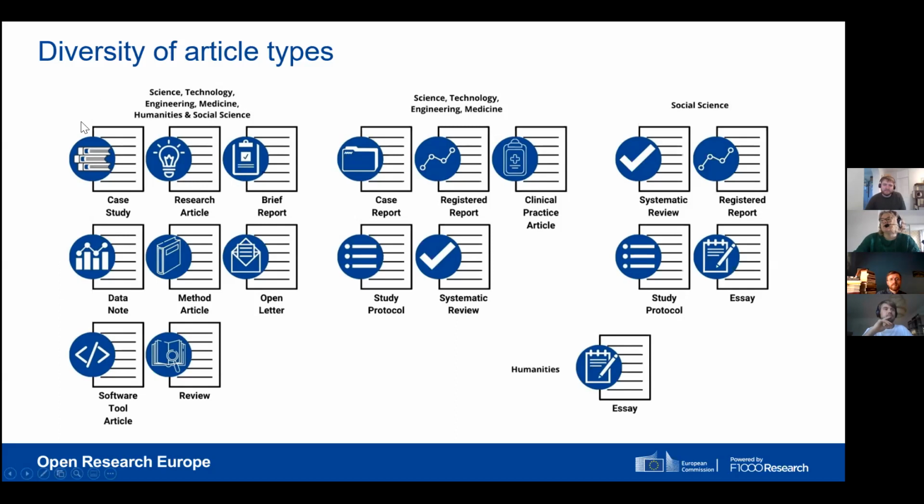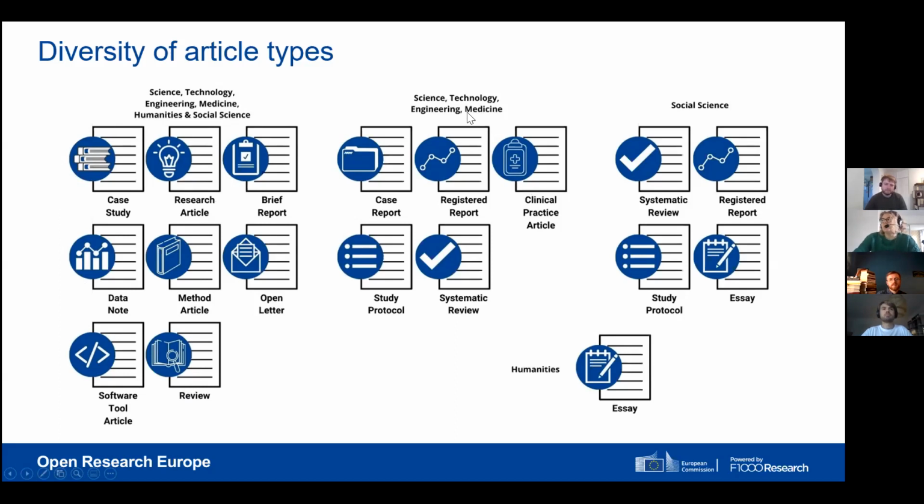On the left-hand side of the screen here, you can see these are all of the article types that are available to all of the subject areas within Open Research Europe. So all of the STEM subjects and the social sciences and humanities. And there's standard articles in there like the research article and a methods paper, but we also have the brief report and the software tool article that might be a little bit more niche.